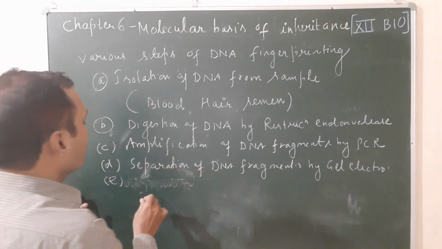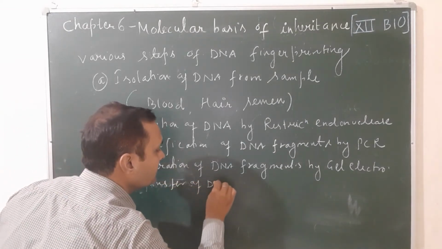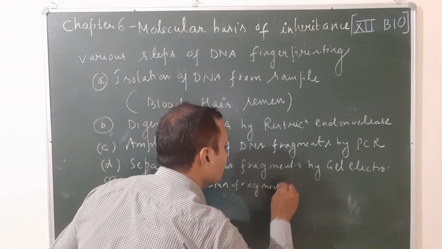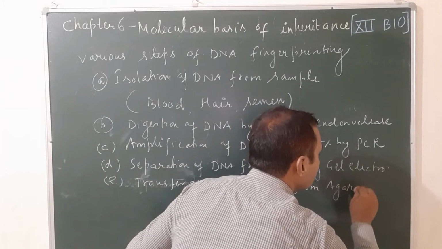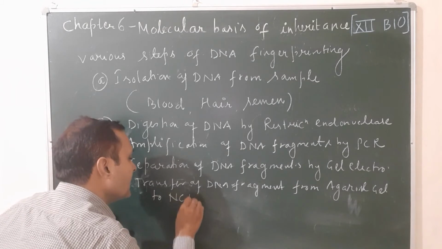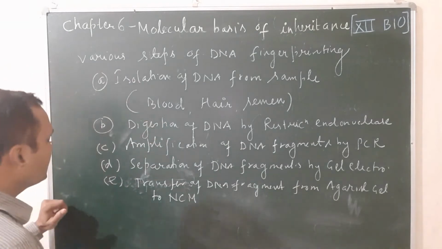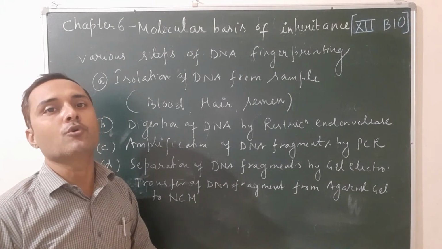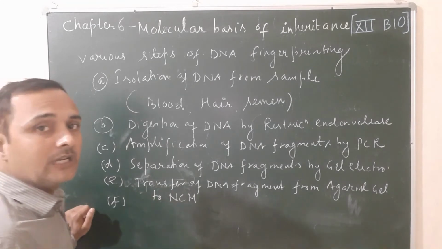The next step is transfer of DNA fragments from the agarose gel to the NCM. NCM stands for nitrocellulose membrane. This step is also known as Southern blotting. The next step is the hybridization with the radioactive probes. Hybridization of the DNA fragments with the radioactive probes.